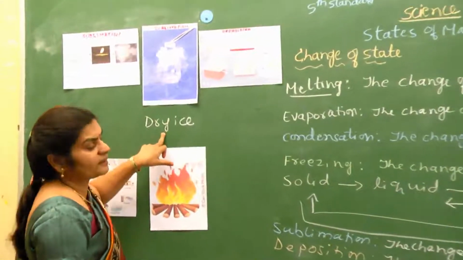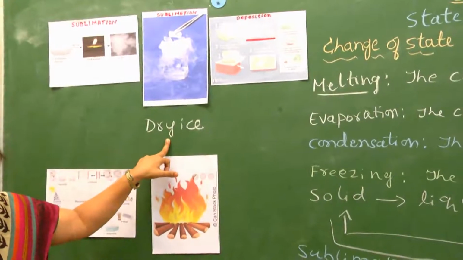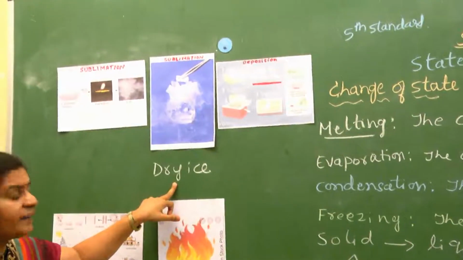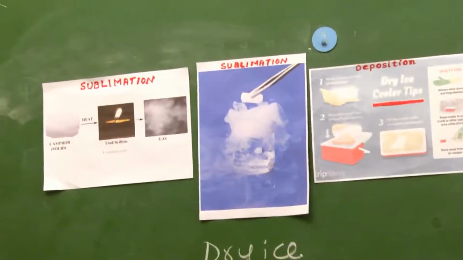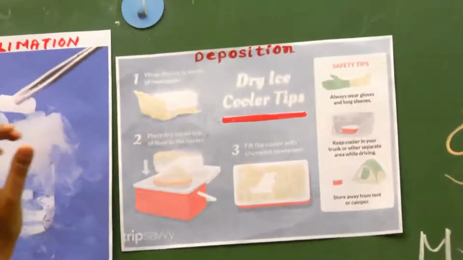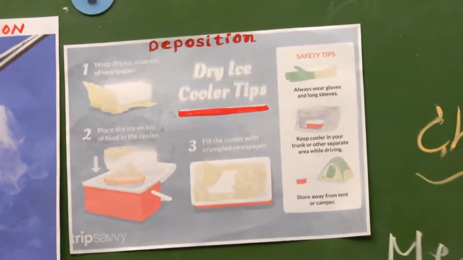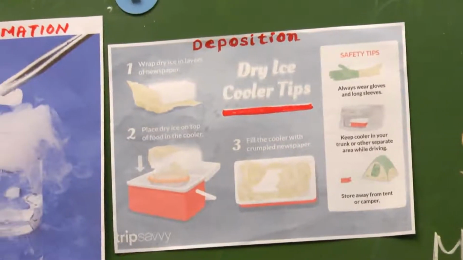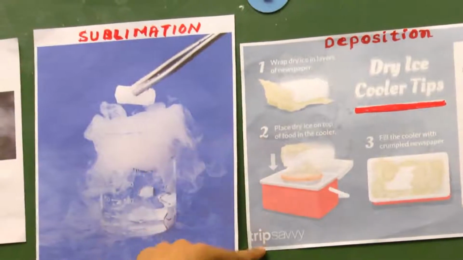So dry ice, which is in the form of gas, gets converted into dry ice in the form of cubes. What cubes you are going to see? It is an example of dry ice. So carbon dioxide directly gets converted into the form of ice. So what is the use of this?